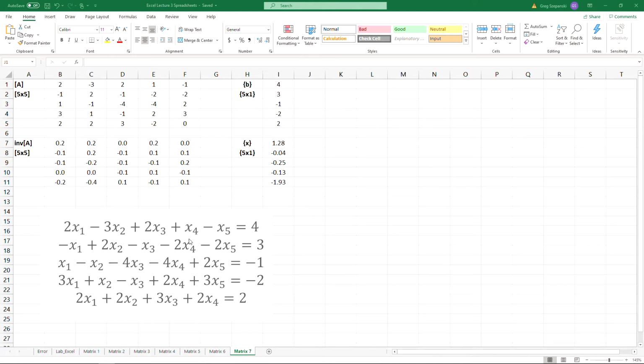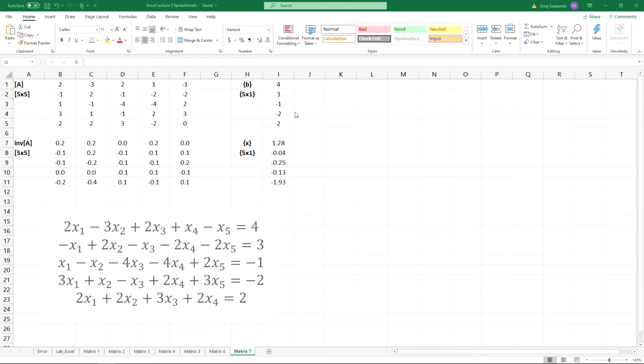So you'll notice what I've entered here in Excel is this matrix A, which is my coefficients. See x1, I've got 2 for the first equation, minus 3 for x2, plus 2 for x3, plus 1 for x4, and minus 1 for x5. I've repeated that for all 5 equations, entering in zeros where there is nothing, right? We get 1, 2, 3, 4, no 5s.